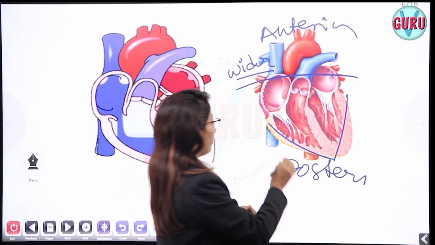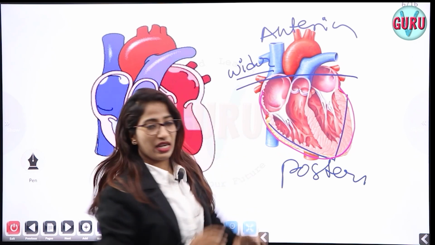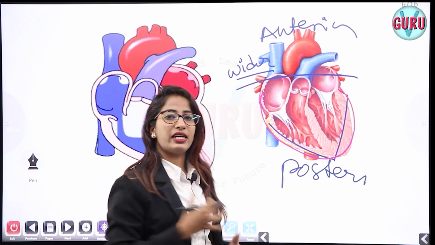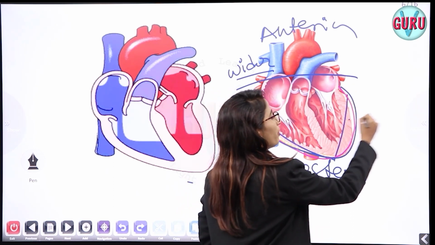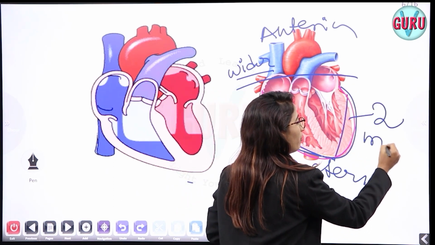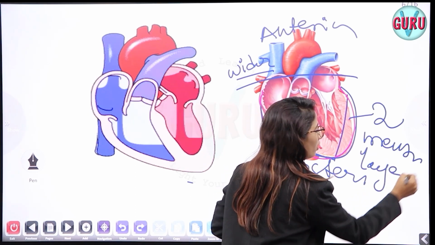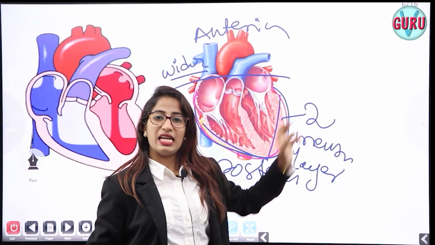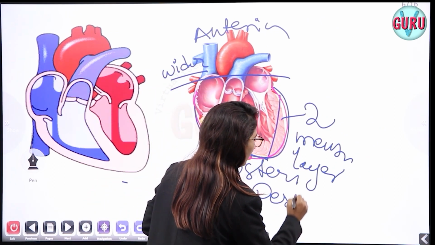Next comes manaki next heart yokka membrane. So with what is the heart covered? Heart is covered with two membrane layers. So these two membrane layers are called the pericardium.